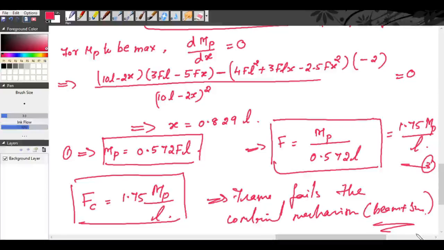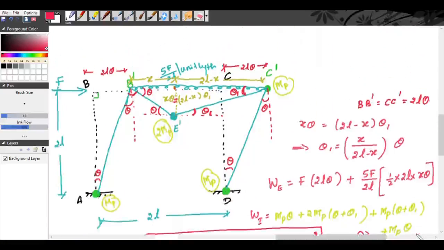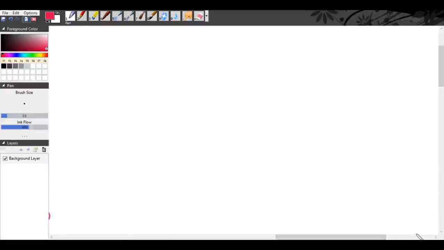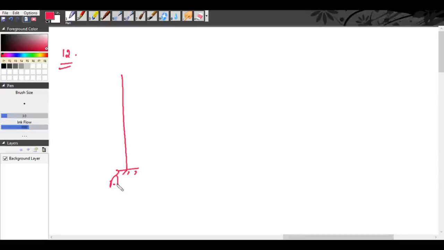So the next problem, I will give you the question. You can try to solve the problem. That is also similar to this problem what you have solved now. Okay. The last problem, I will give you the question. Find the collapse load. So A is fixed. D is also fixed. Both are of unequal length.